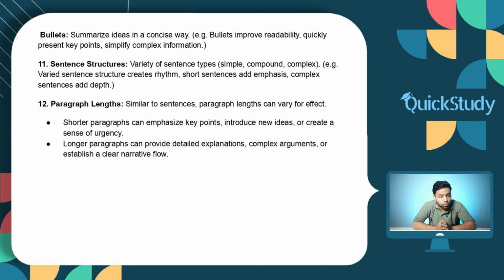Another most important one would be the sentence structures. Variety of sentence types, for example, simple, compound, and complex. Example, varied sentence structures create rhythm. Short sentences add emphasis, and complex sentences add depth. So different types of sentence structure could impact the reader differently.